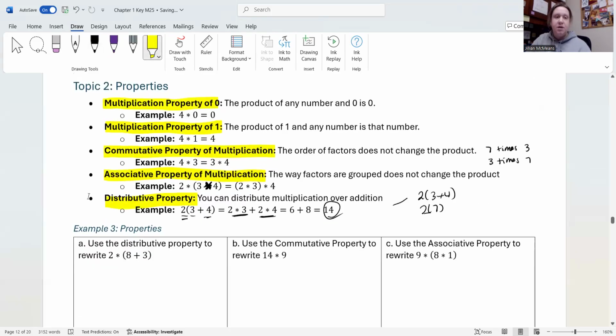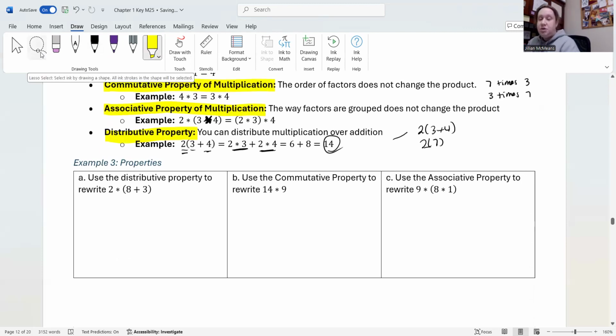Okay. So example 3 says use the distributive property to rewrite 2 times (8 plus 3). Now, we're specifically doing the distributive property. You don't want to add what's in parentheses first and then multiply. That's not what this is asking. This is saying apply the distributive property, which means take this thing that's outside the parentheses and multiply it by each thing inside the parentheses.